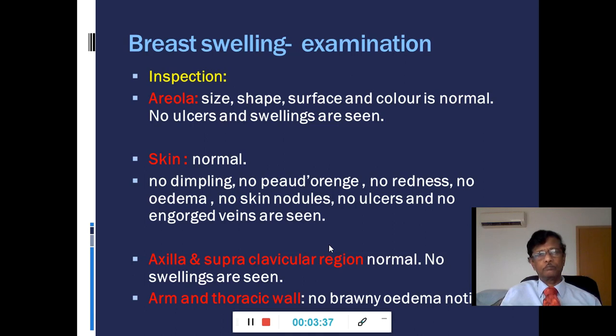Skin: normal. No dimpling, no peau d'orange, no redness, no edema, no skin nodules, no ulcers and no engorged veins are seen. Axilla: normal. No swellings are seen. Arm and thoracic wall: no brawny edema noticed.